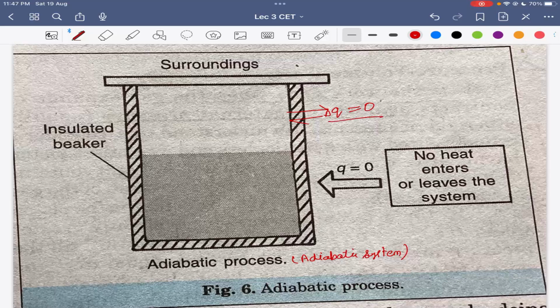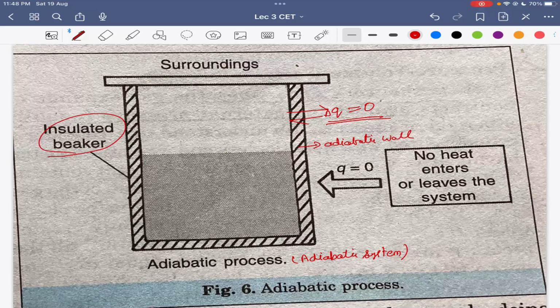So adiabatic process is the process in which there is no interaction of the system with the surrounding in terms of heat, right? Because there is no transfer of heat between the system and the surrounding. So in this system, the boundary wall which separates the system and the surrounding is called an adiabatic wall. So this wall is going to be an adiabatic wall, and it's an insulated beaker.